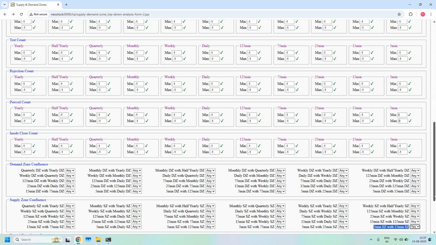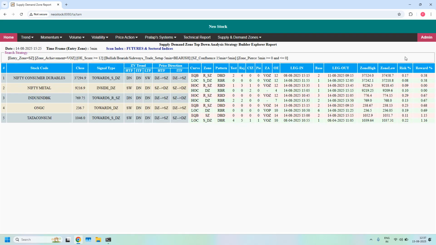I enabled the filter. By applying the filter, we got all 5 stocks. That means in all the 5 stocks, these 5 minutes demand zones are overlapped with 15 minutes demand. Sorry for the mistake. These 5 minutes supply zones are overlapped with 15 minutes supply zones. That is what supply zone confluence. And the 15 minutes trend is a downtrend in all the stocks, ITF trend.